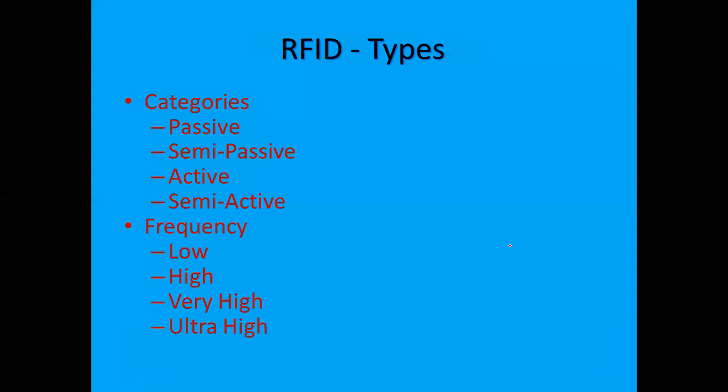Next, coming to the RFID types, you are having categories such as passive RFID, semi-passive RFID, active RFID, and semi-active RFID. Coming to the frequency, you are having low frequency, medium frequency, very high frequency, and ultra high frequency also.